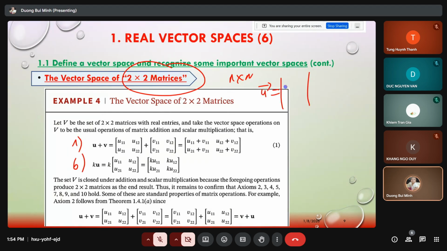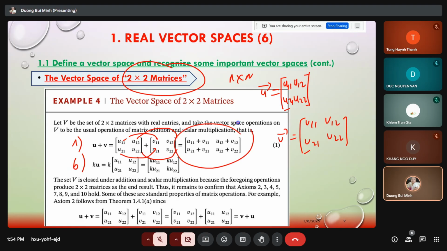So we have vector u with 4 elements, right? Because this is the matrix. We have u11, u12, u21, u22, and we have vector v: v11, v12, v21, v22. When we verify SM number 1, we have u plus v: you get this one plus this one, and so on. So in total we also have 4 elements, right? So this belongs to the 2 by 2 matrices vector space. Do you understand?